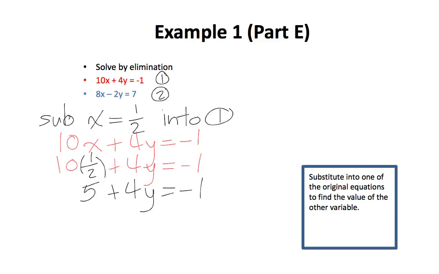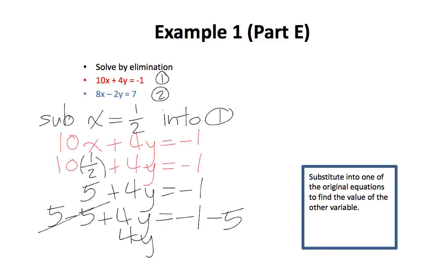And now we need to isolate the variable of y, but y is stuck with a multiply by 4 and a plus 5. Let's get rid of the plus 5. To get rid of it, we need to do the opposite operation to both sides, which means we need to subtract 5 from both sides of the equation. That's going to look like 5 minus 5 plus 4y is equal to negative 1 subtract 5. Simplify some of these terms. 5 subtract 5 cancels out. I'm left with just 4y. And negative 1 subtract 5 is negative 6.